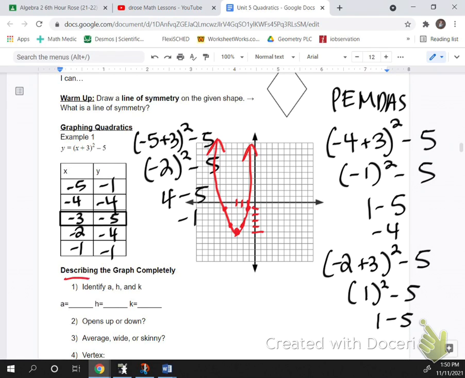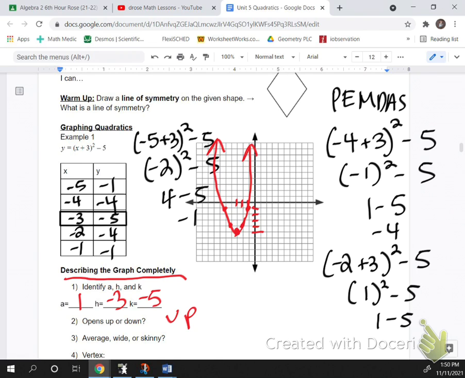Next part where we describe the graph completely, we're going to start listing our A, H, and K. Your H and K should match your vertex. A is 1 because there's nothing out front. If it were 0, we would have y equals 0. It cannot be 0. Does your graph open up or down?